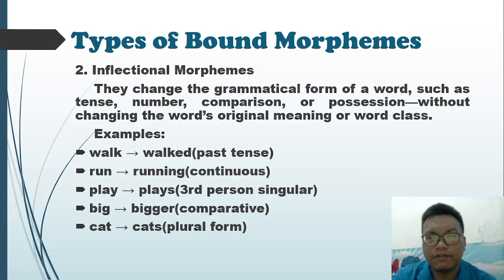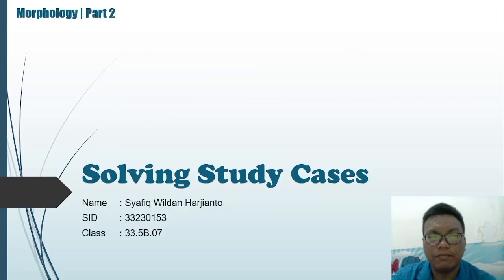Second, inflectional morphemes. They change the grammatical form of a word, such as tense, number, comparison, or possession, without changing the word's original meaning or word class. For example, walk to walked is past tense, but it still has the same meaning. Run to running, so it's a continuous form. Play to plays, for the third person singular. Big to bigger for the comparative. Cat to cats as a plural form.